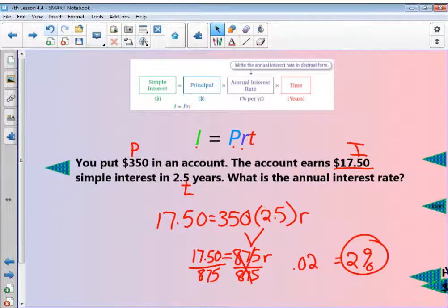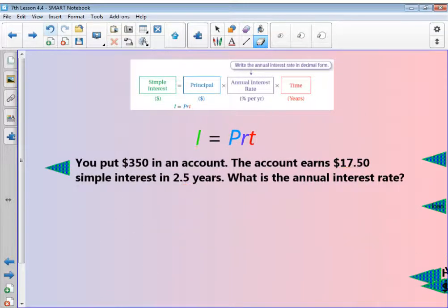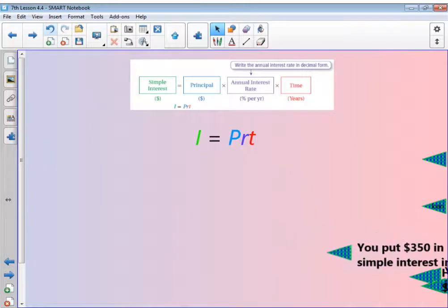Okay, so I'm gonna go ahead and slide one of these out, and you're gonna try it on your own. I want you to try and identify each of the pieces. Remember, principal is the amount of money that you put in.